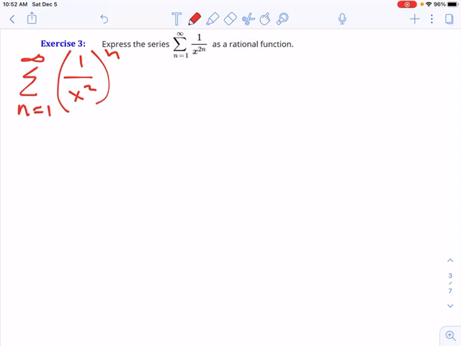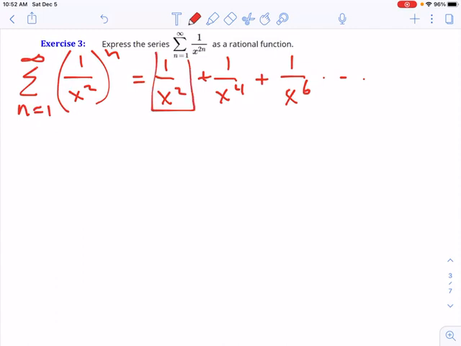And if we write out the first few terms of the sequence, we're going to get 1 over x squared when n equals 1, 1 over x to the fourth when n equals 2, and when n equals 3, we get 1 over x to the sixth, on and on and on. Now, the important thing to realize here is that the first term of this sequence is 1 over x squared. And so a geometric series needs to be written in the form a sub 1 r to the n.